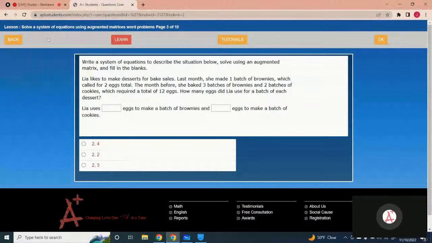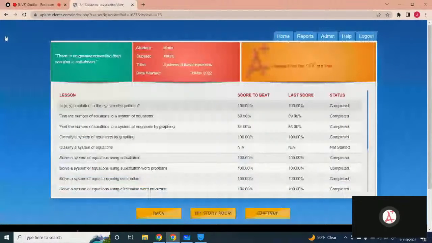So we have done 4 topics today. The topics are: solve a system of equations using substitution word problems, solve a system of equations using elimination, solve a system of equations using elimination word problems, and solve a system of equations using augmented matrix word problems. Got it? Please make sure before the next session you complete all the test questions for the topics we did today. If you need more help with a topic, you can contact any tutor on Skype. They are available from Monday to Friday, 5 to 9.